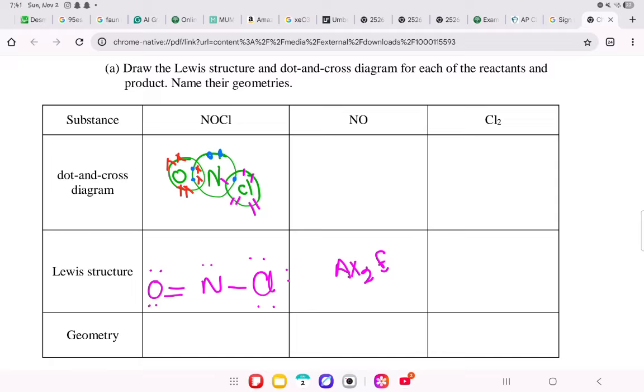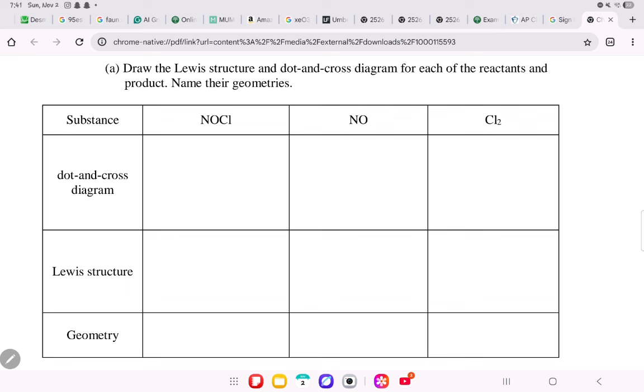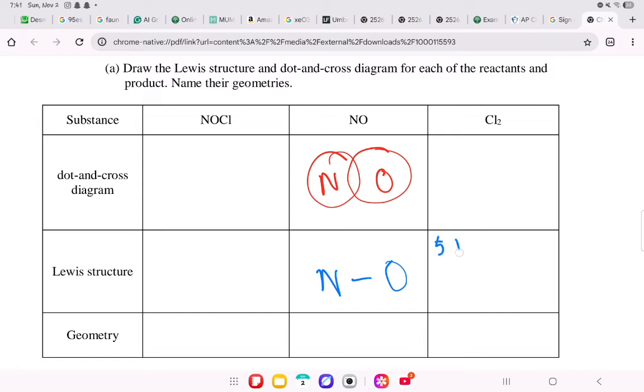AX2E is a bent geometry. This is the shape. Now, NO. N is which group? Oh, sorry, we're doing the dot and cross diagram. Nitrogen, oxygen. Let's do the Lewis structure first, actually. Nitrogen is in group 5, oxygen is group 6, 5 plus 6 is 11, okay?